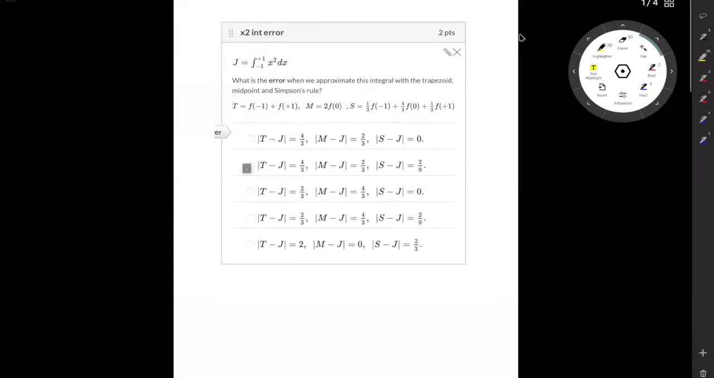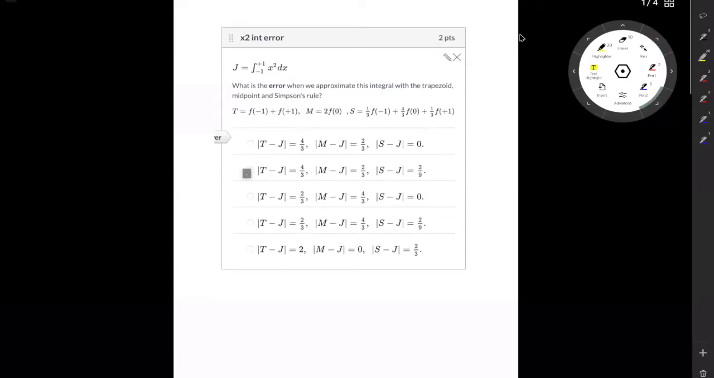This is the solution to our last quiz, quiz number 10. Okay, the first thing was really an example we did in class, except we didn't do Simpson's rule at the time. And of course, the exact answer here is 2/3.